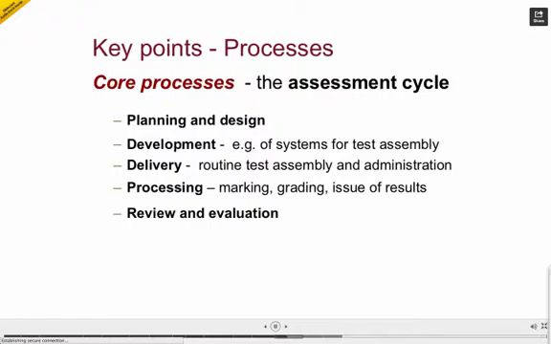Planning and designing a test ab initio, development of the system and the procedures for ongoing test assembly, routine delivery of a test and its administration, the routine processing in terms of the marking or rating, the grading, and the issue of results, and the review and hopefully evaluation of tests as part of a validation program. Now, if you translate that into a QM model, then you get what is called a process interactions map.